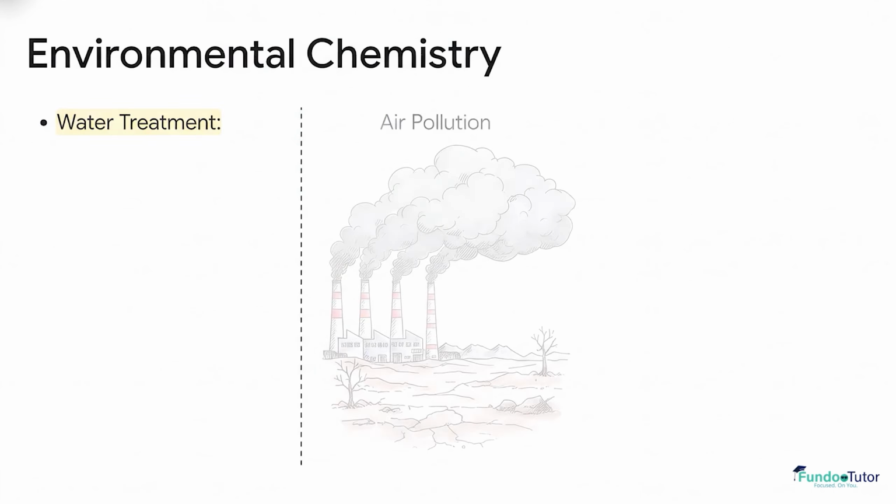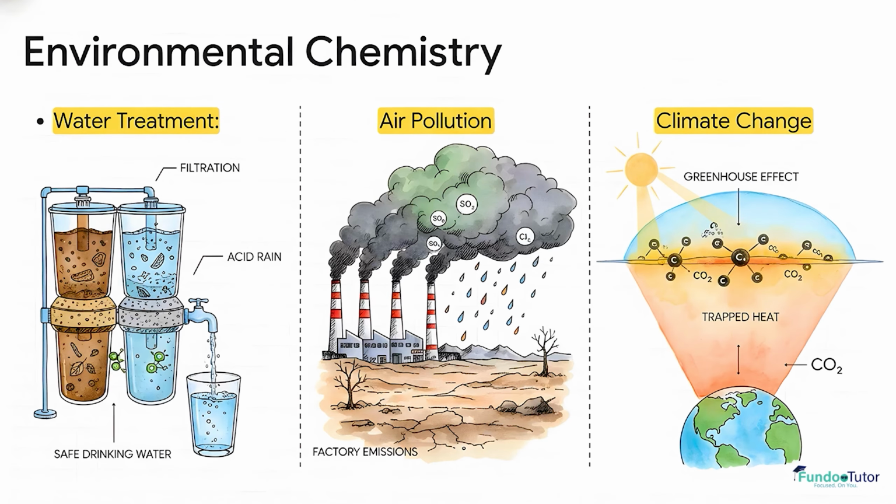And finally, a little environmental chemistry. We use chemistry to make our water safe to drink, right? Through filtration and chlorination. But we also have to understand how pollutants like sulfur dioxide cause acid rain, and how greenhouse gases like carbon dioxide trap heat in the atmosphere and lead to climate change. Understanding the chemistry behind this stuff is so important.